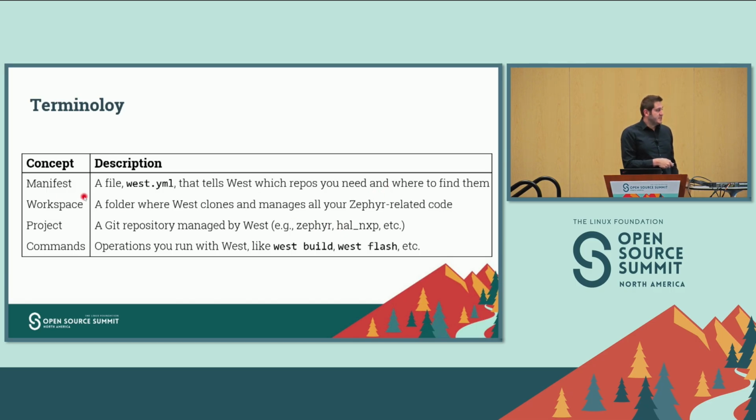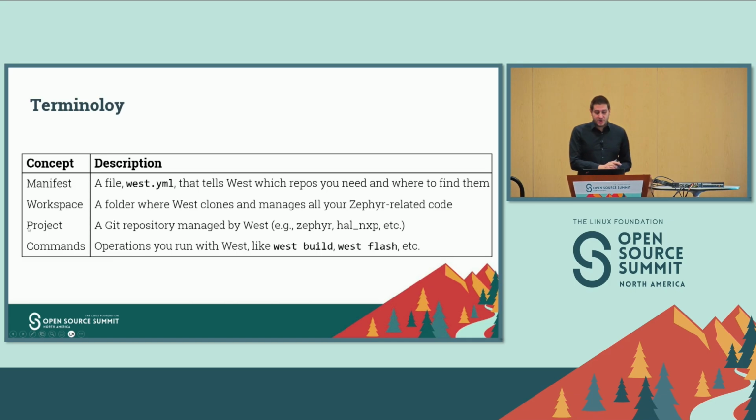but this is mainly to tell what are the different repositories in my system. We also have the workspace, which is a folder where I'm going to clone the different repositories. And when we say project, a project here is just one of these repositories that is managed by West. So this is basically a project. And the different commands, these are the operations that we need to run with West, like doing west init, west build, west flash, and so on.